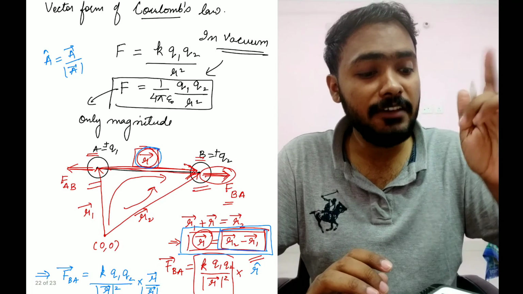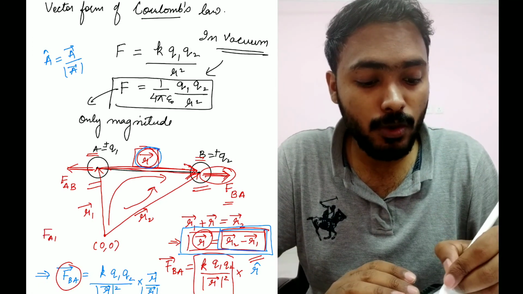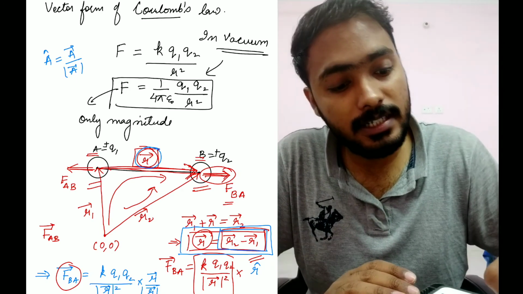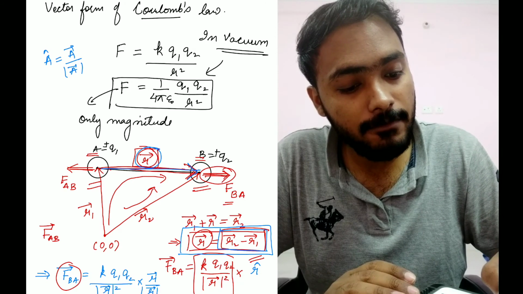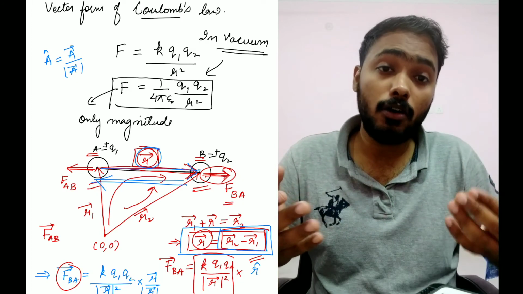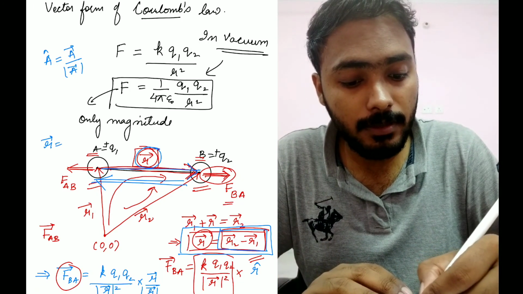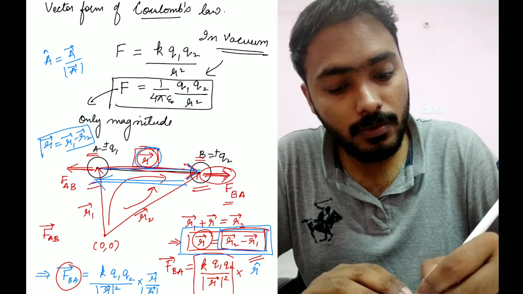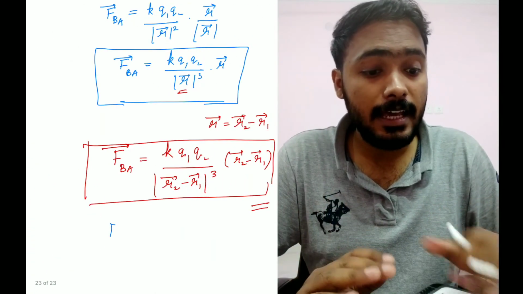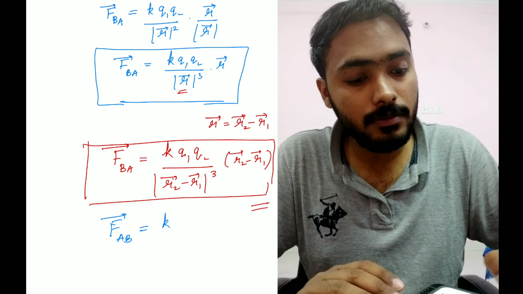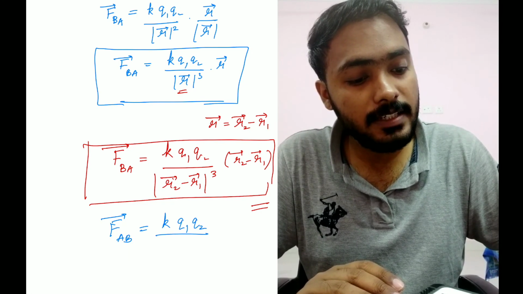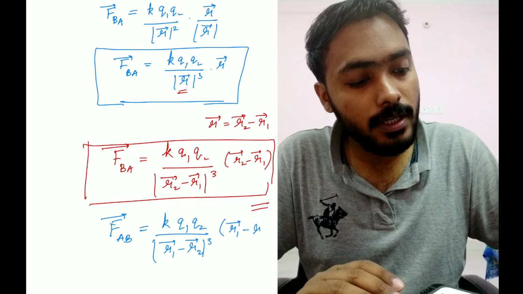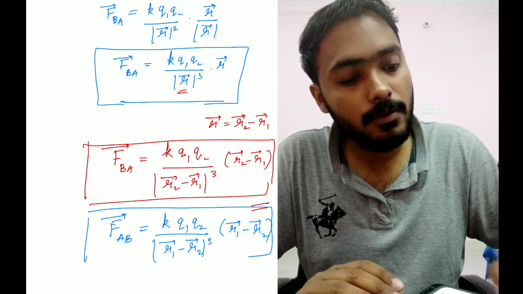Very similarly, this was your FBA vector. Now if somebody had asked what is FAB vector, how would you have done that? FAB vector is in the opposite direction, that you have to understand. So FBA vector was in this direction, so FAB vector will be in the opposite direction, and accordingly, in the first one r was r2 minus r1, but in this one it will become r1 minus r2. That is the only difference. And here FAB will be equal to K Q1 Q2 upon, instead of r2 minus r1, it will be the magnitude of r1 minus r2 whole cube, multiplied by r1 minus r2. I hope that is understandable.